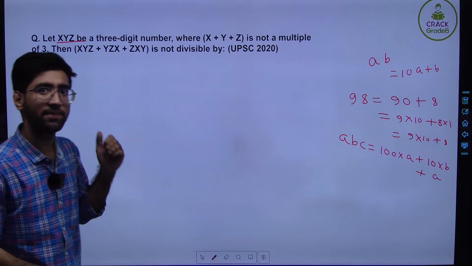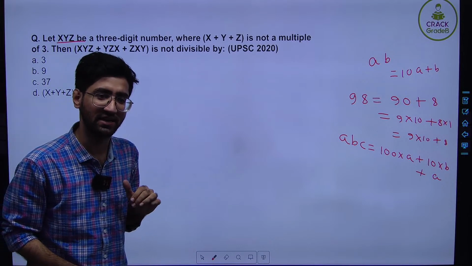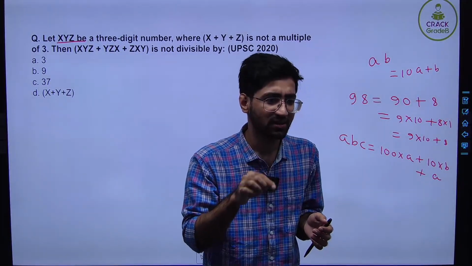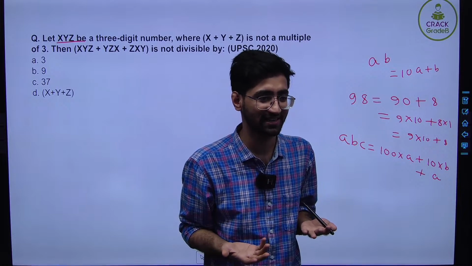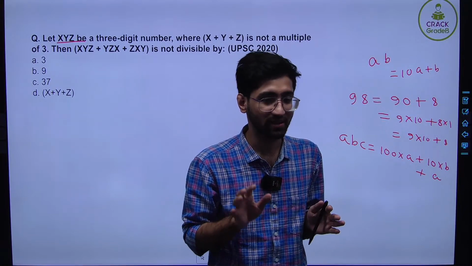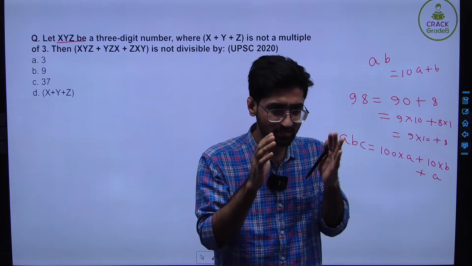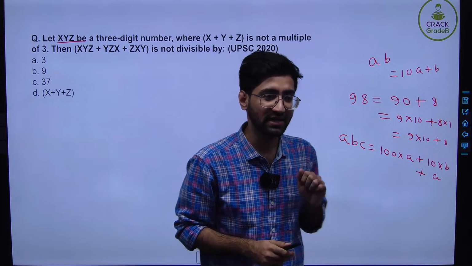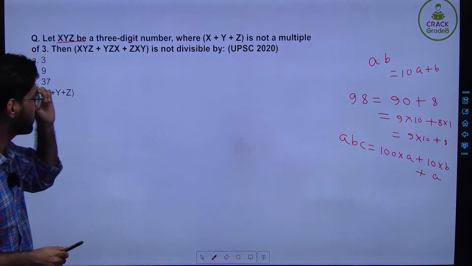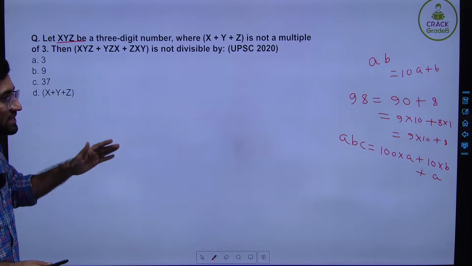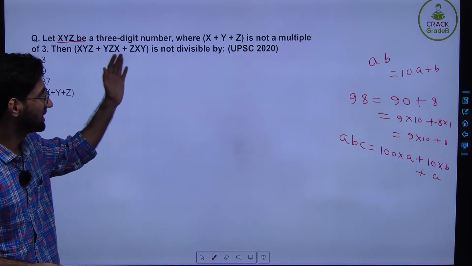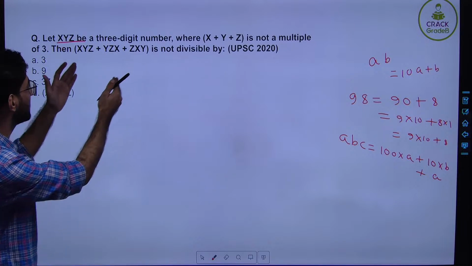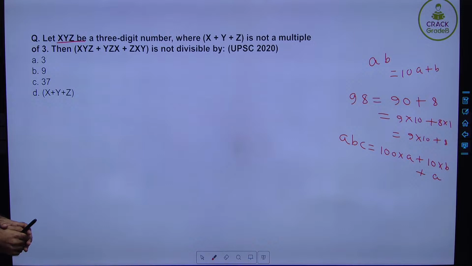See, if you read that X plus Y plus Z is not a multiple of 3, sometimes we get stuck at that part. We start thinking about what to do with this data. But don't get stuck. If you are not able to understand some part properly, let us read the next part of the question. The next part says that XYZ plus YZX plus ZXY is not divisible by which of the options.